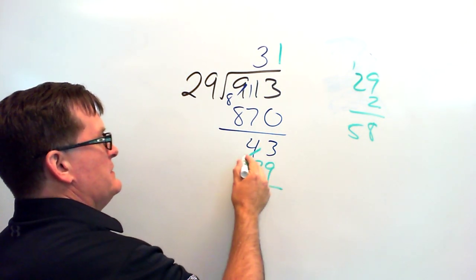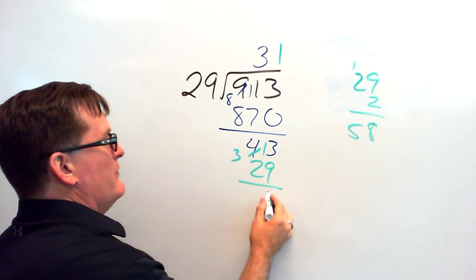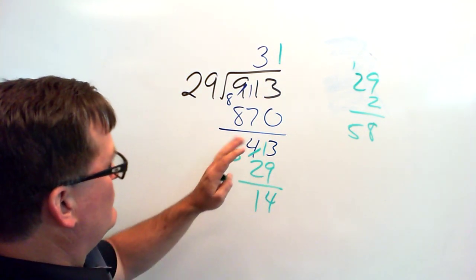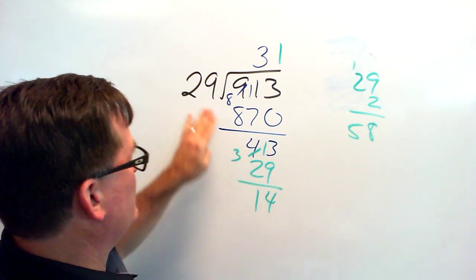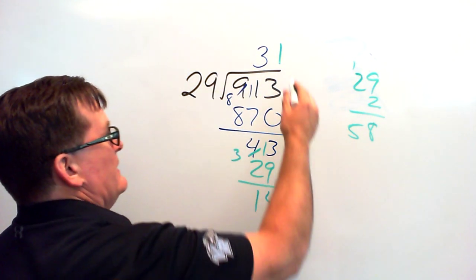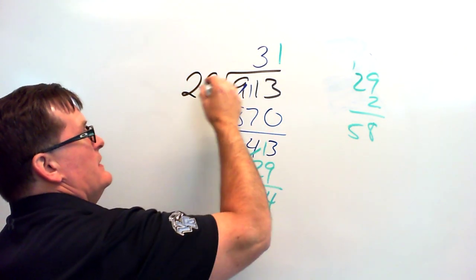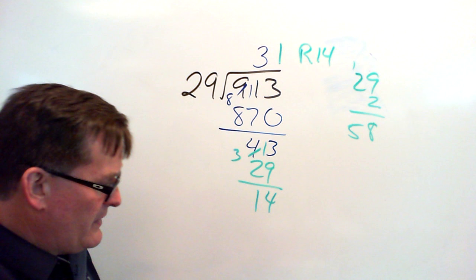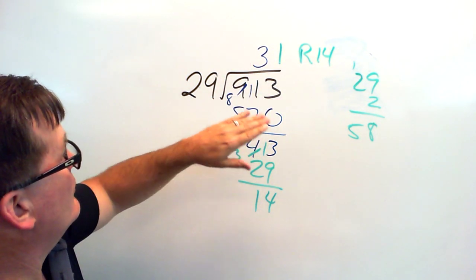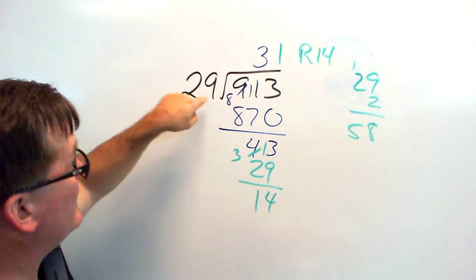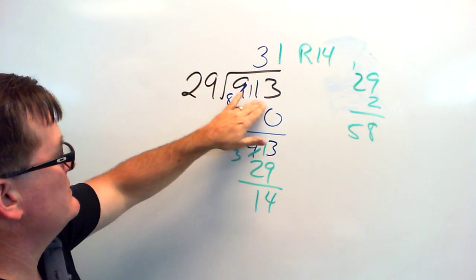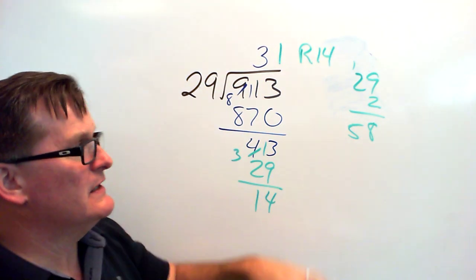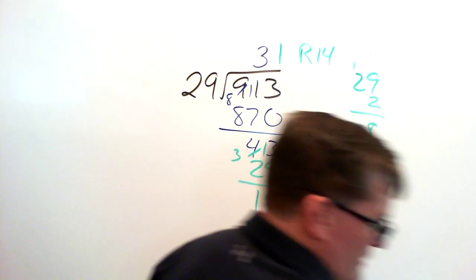Now let's do the subtraction. Got to borrow to get it done. 13 minus 9 is 4. 3 minus 2 is 1. So we guessed, or we did a good job, because 14 is less than 29. It won't go any higher than that. And we got as close as we could without going over. So the answer is 31 with a remainder of 14. So each person in our crew would get $31, or there'd be 31 kids per bus if we were divvying students up into buses, with a remainder of 14. So in that case, we'd need one more bus. But anyway, that's how the division works.